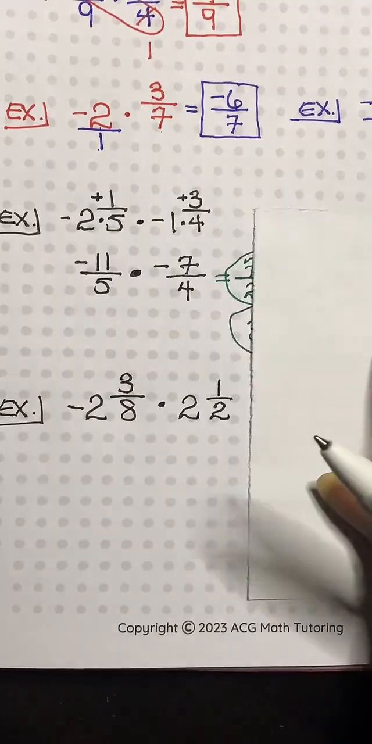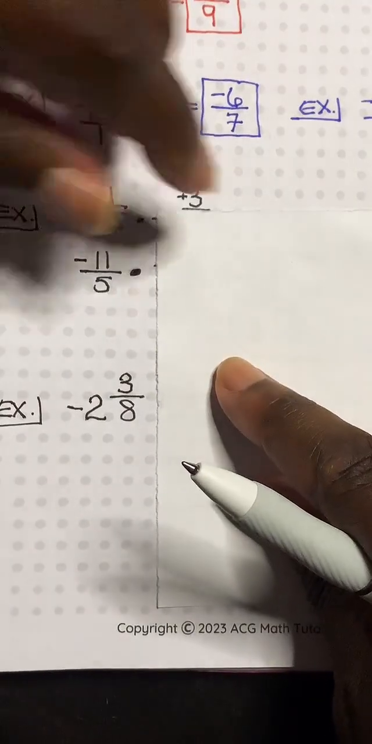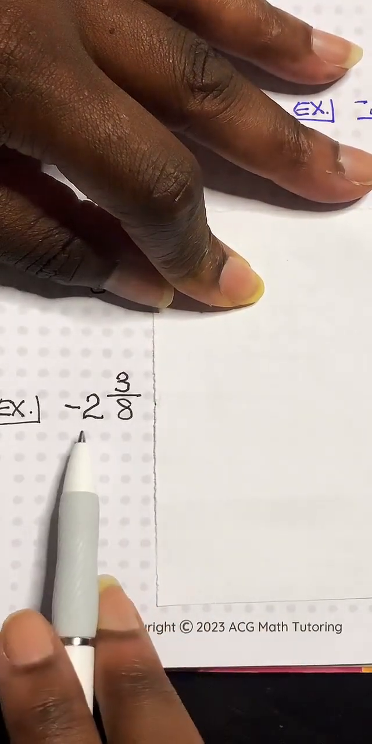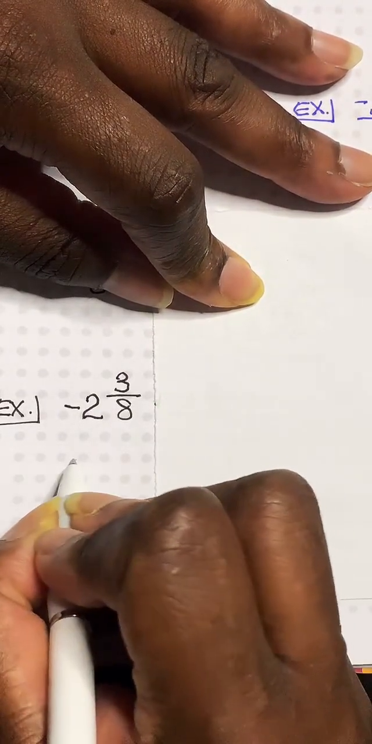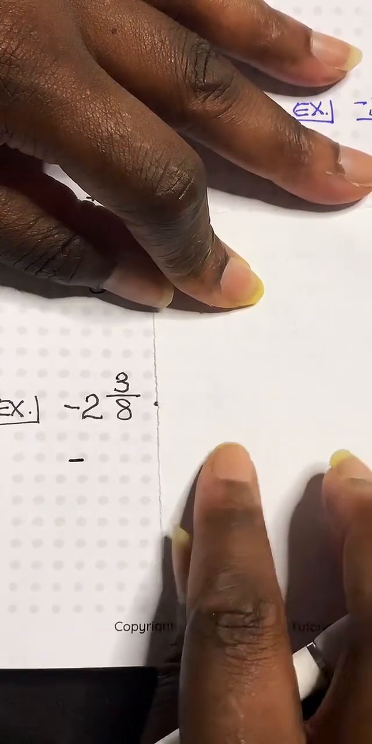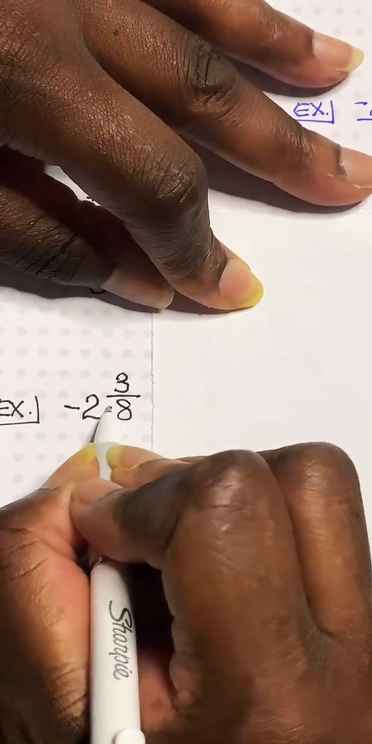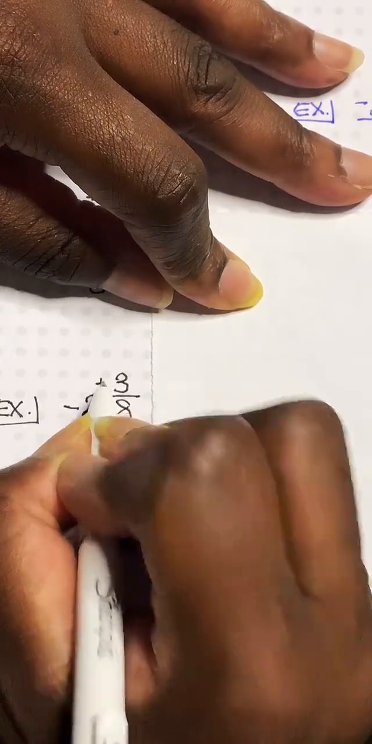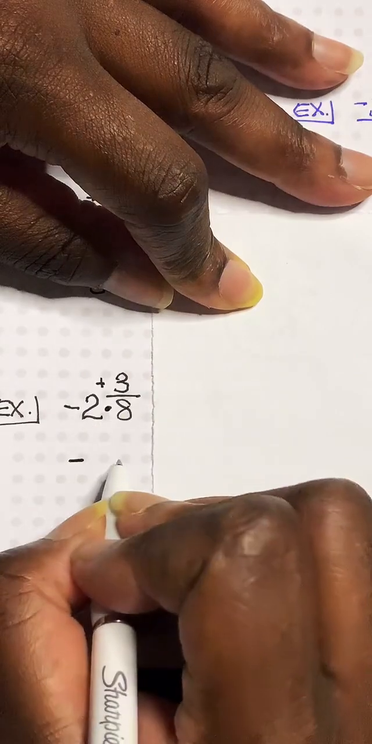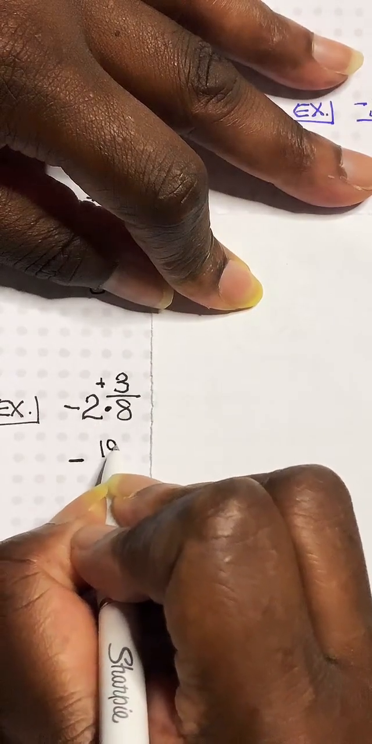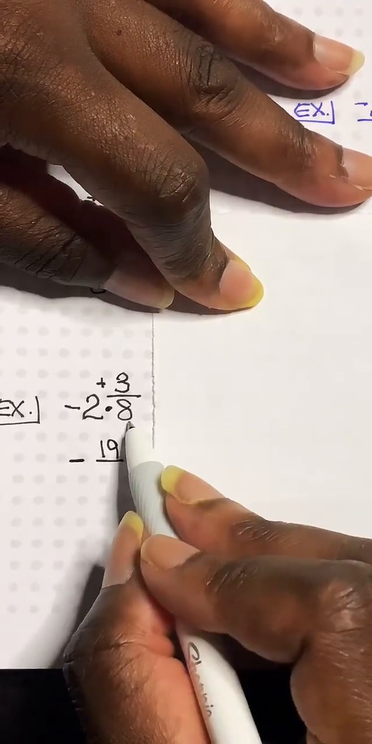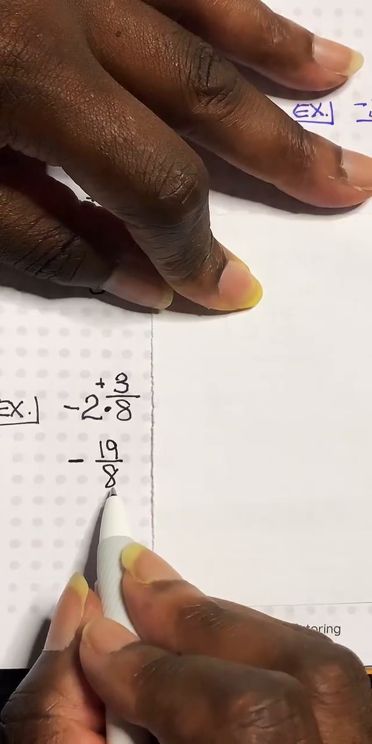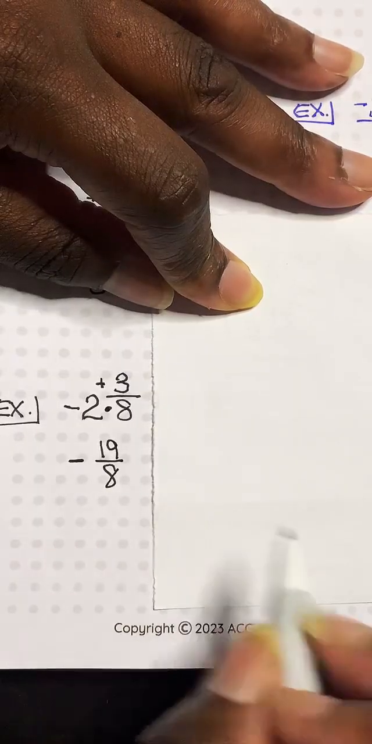All right, let's cover up this first set of numbers and let's go. So we're going to keep the negative on the outside. So we're just going to multiply the 8 times 2, which gives me 16. And then we take that 16 plus 3, that gives me 19. And you put it over the original divisor, which is 8. So this will be negative 19/8. Okay.